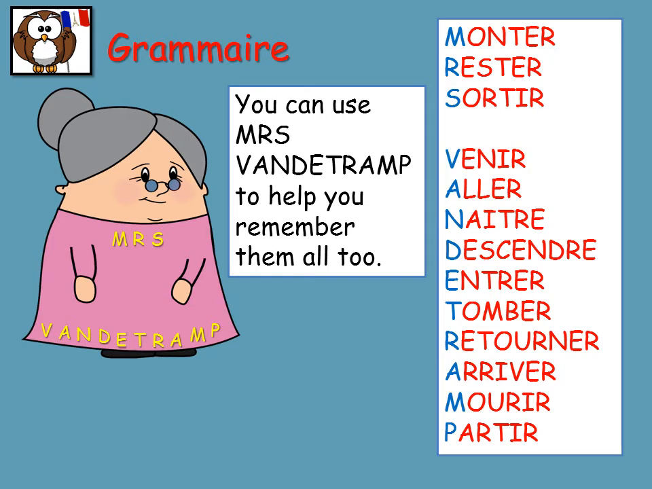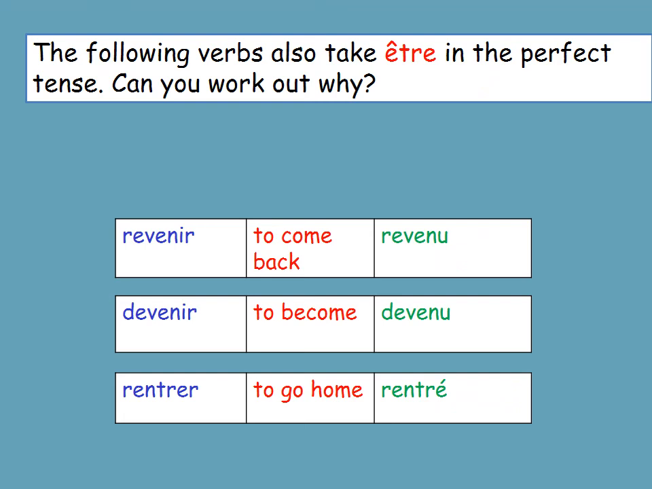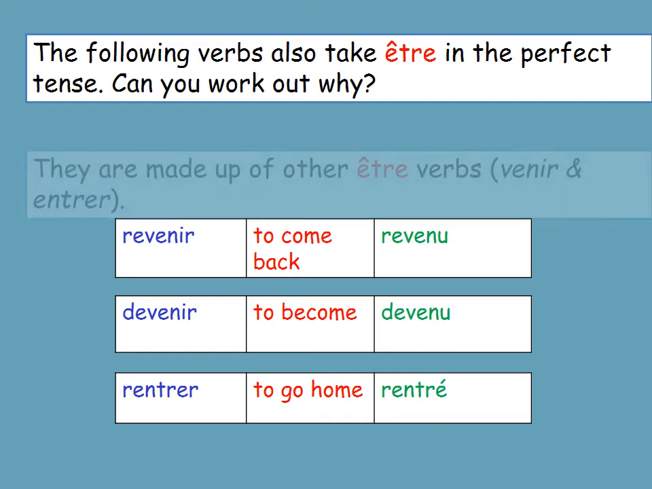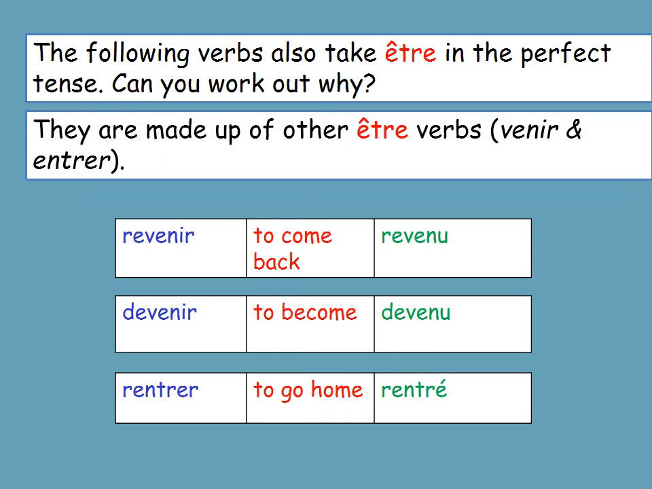Okay, so make sure you write a list of these verbs just to remind you. These verbs also take être in the perfect tense. Can you work out why? Have a look. Revenir, devenir, rentrer. Well, because they're made up of other être verbs, venir and entrer.